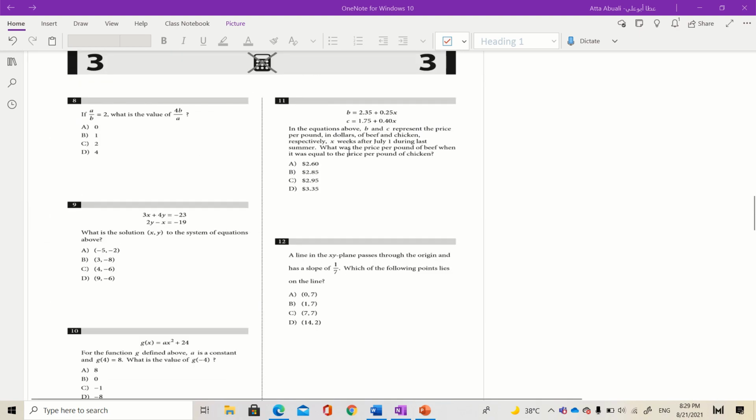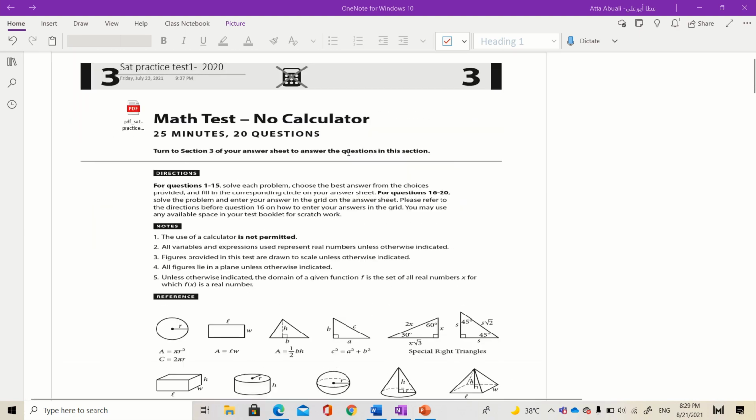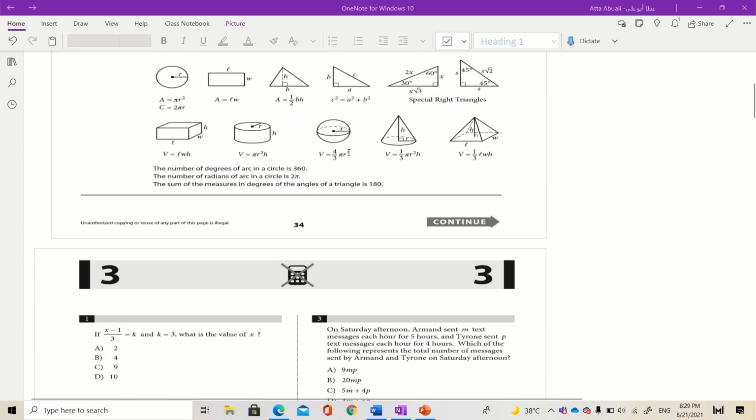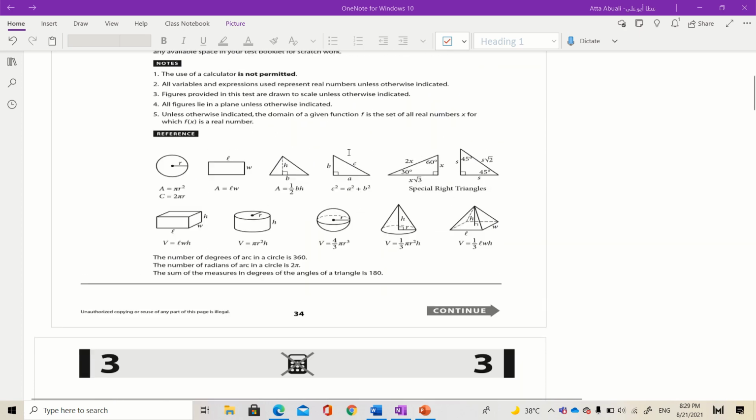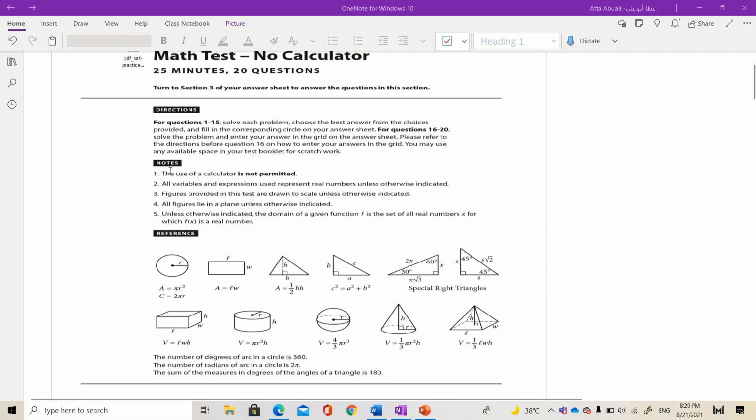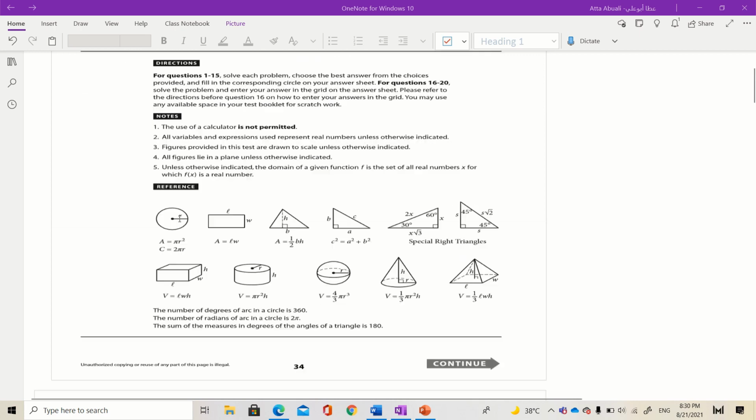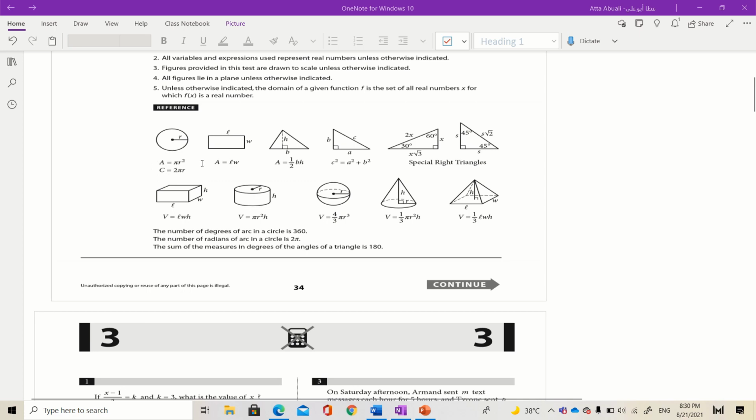Let us do that. Today we have the part of no calculator, and tomorrow we can continue the others. As you see the notes or the instructions here, you use no calculator. All variables and expressions used represent real numbers unless otherwise indicated. Figures provided in the test are drawn to scale unless otherwise indicated, and so on. These are the rules of the area and some of them for the volume.